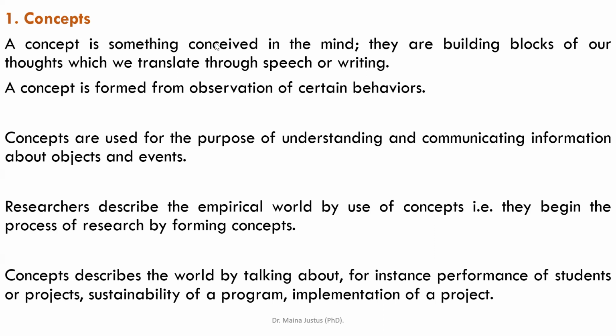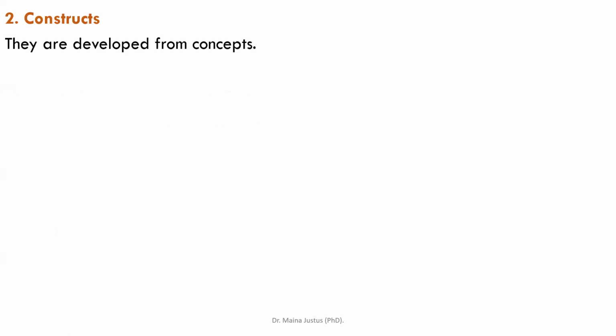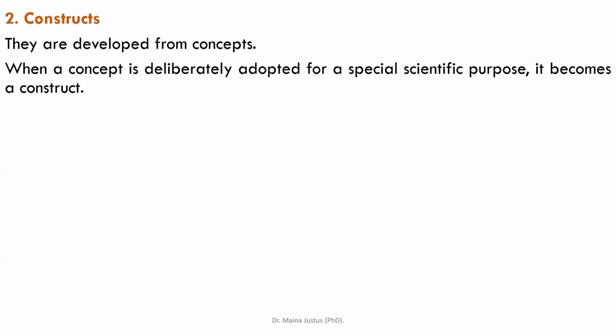The next step is usually to develop some construct. And what are these constructs? The constructs are usually developed from the concept. Therefore, a construct is a clearly defined concept, a deliberately chosen concept, prepared for scientific study. That is why we are saying that a concept is deliberately adopted for a special scientific purpose.